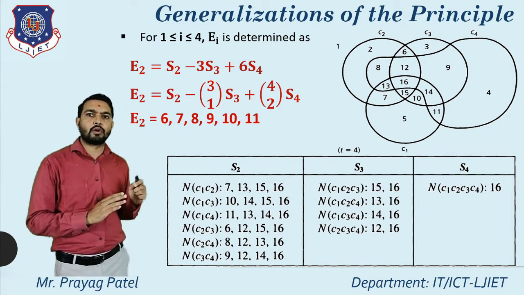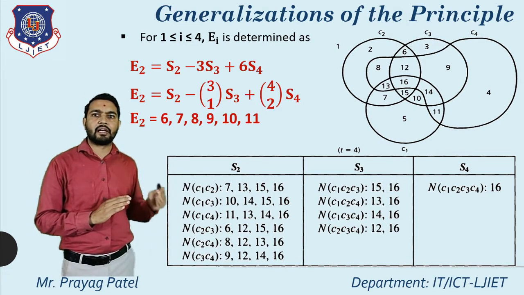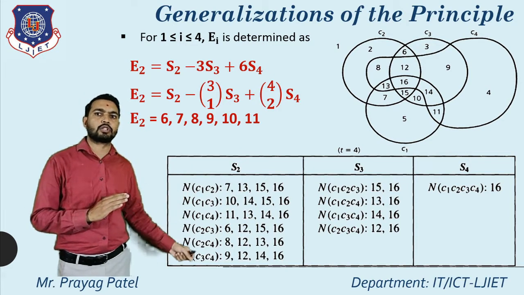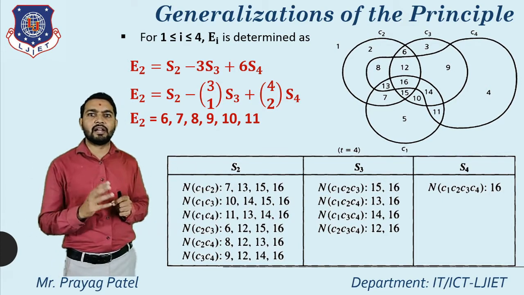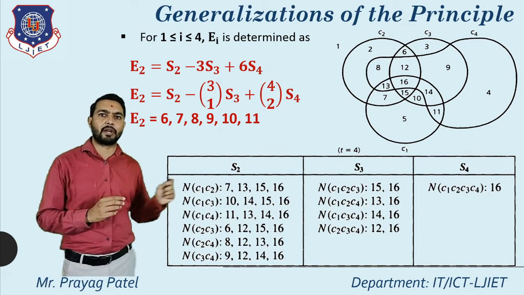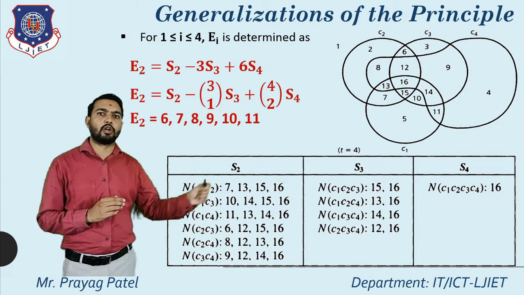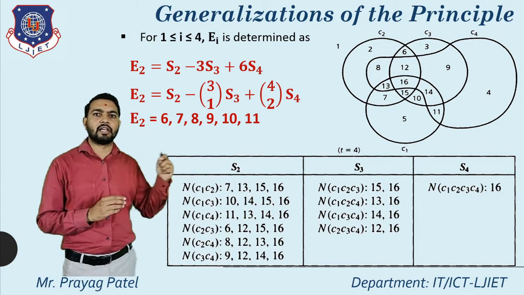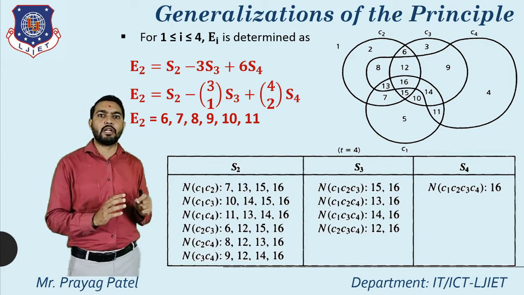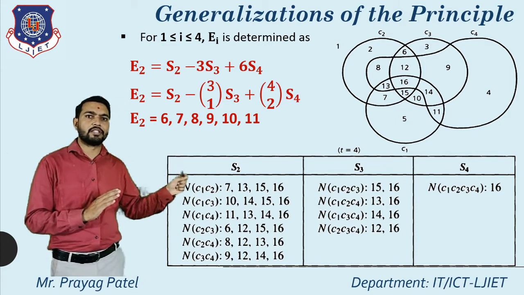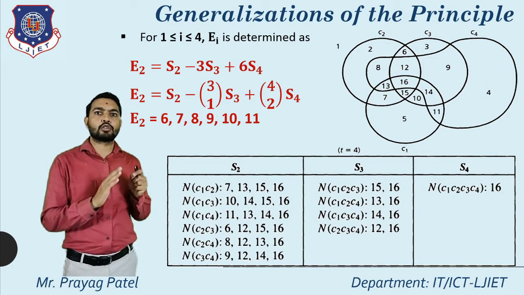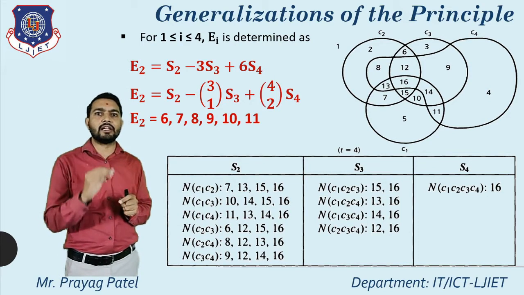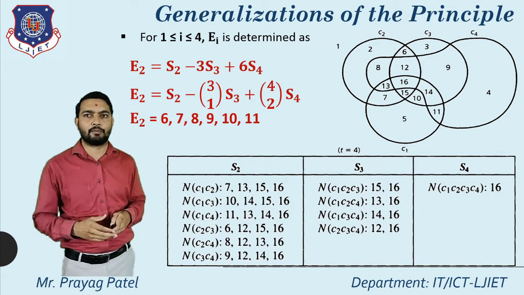So n(C1∩C2) equals 7, 13, 15, 16, then 10, 14, 15, 16 like this. So see all these values for S2. Now S3 means three conditions. So C1C2C3 equals 15, 16, C1C2C4 equals 13, 16, then 14, 16, then 12, 16. And the last, S4, means all four conditions. So the region is equal to 16. So these are all considered as regions. So region 16 satisfies all the conditions C1, C2, C3 and C4.